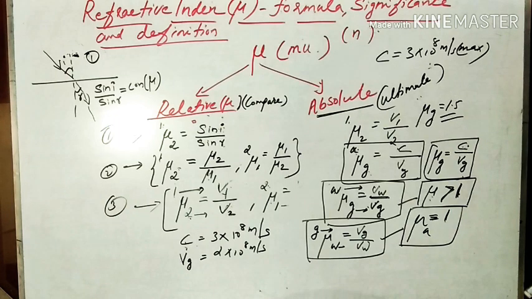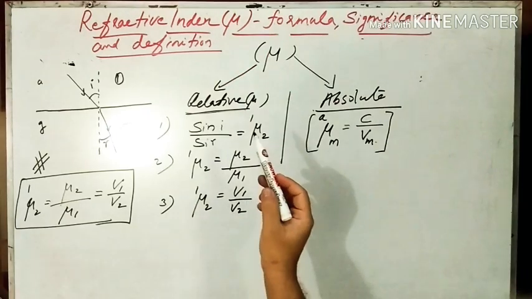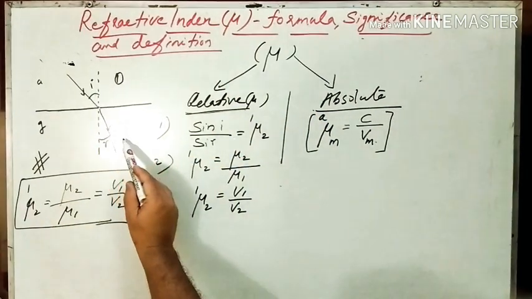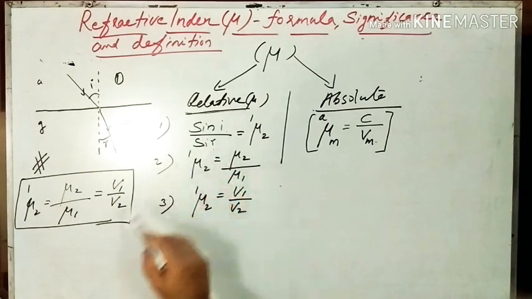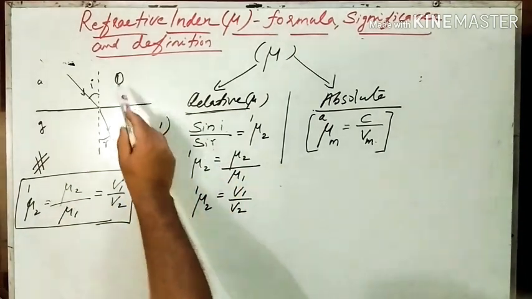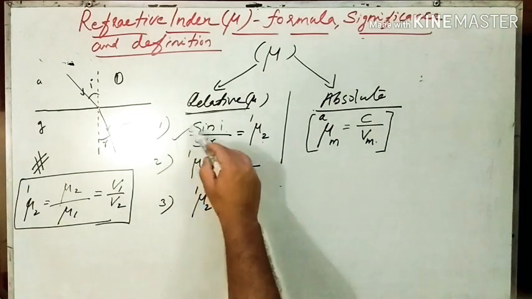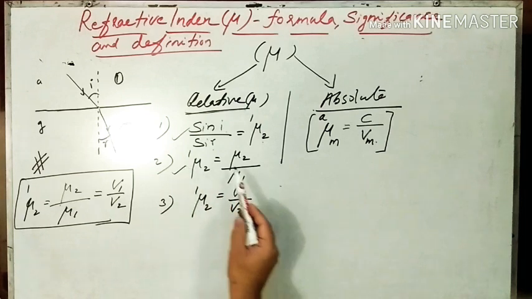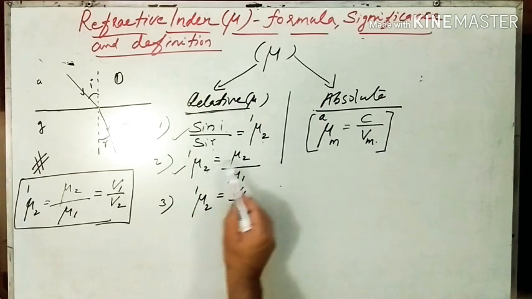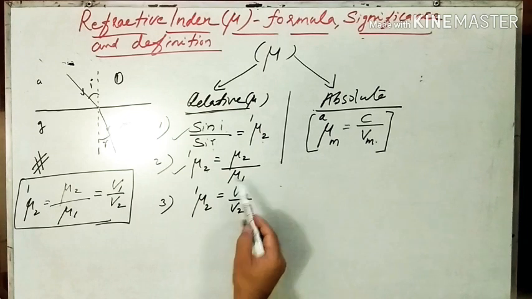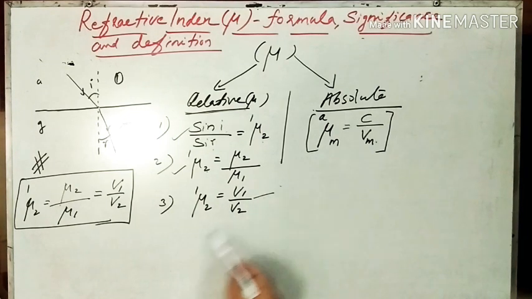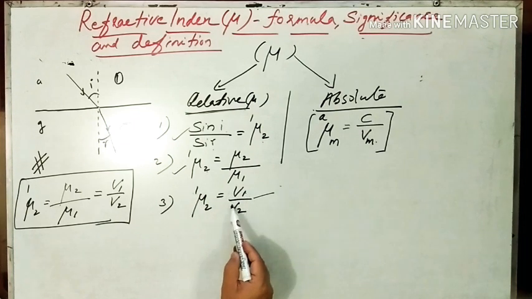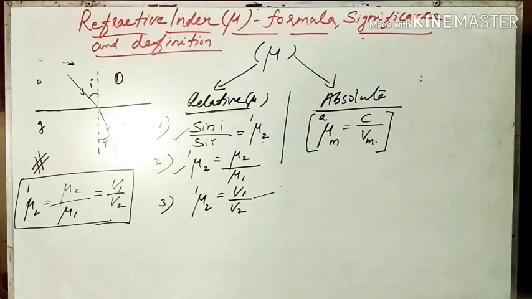Okay, thank you. So we got the formula of refractive index in terms of angle of incidence in medium 1 and angle of refraction in medium 2: sin i by sin r is equal to the refractive index of the second medium with respect to the first medium. In terms of relative refractive index of two media, it is the refractive index of medium 2 with respect to medium 1. And in terms of speed of light, it is speed of light in medium 1 divided by speed of light in medium 2. So we will go to the definition part.